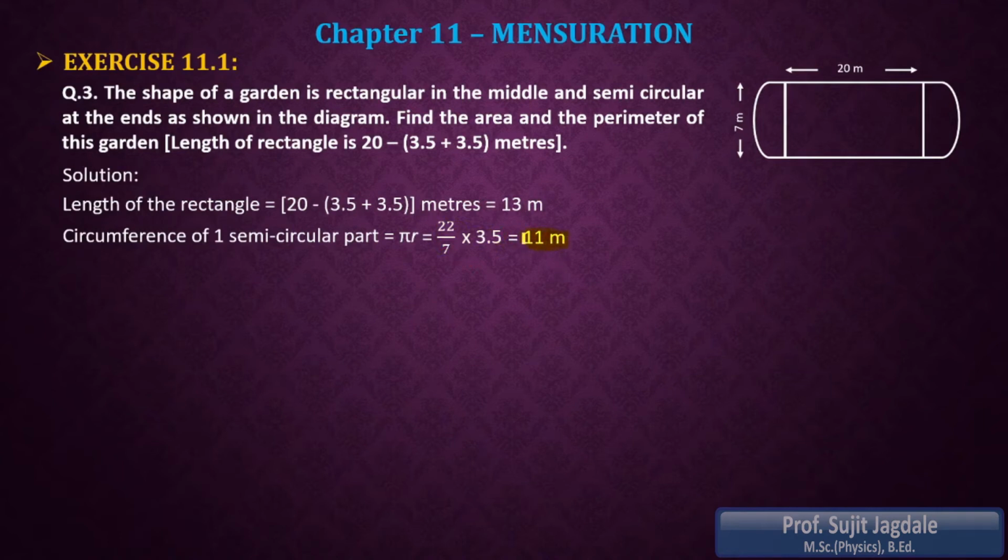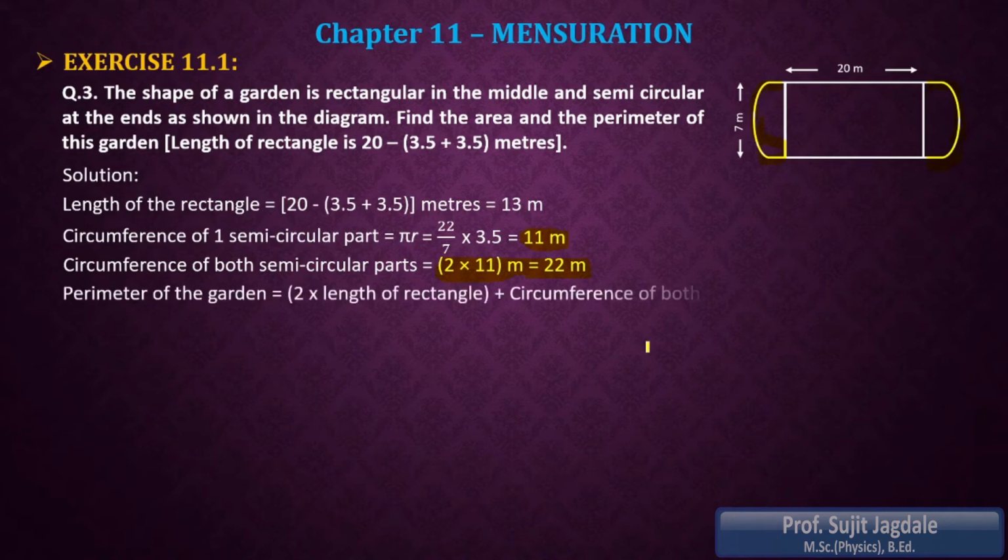So what is the circumference of one semicircle? It is 11 meters. But how many semicircles are provided? 2 semicircles are provided. So we have to take the circumference of 2 semicircles. Therefore the circumference of both semicircular parts is going to be 2 times 11, which becomes 22 meters. So 22 meters is the circumference, that means the outer boundary of these two semicircular parts.